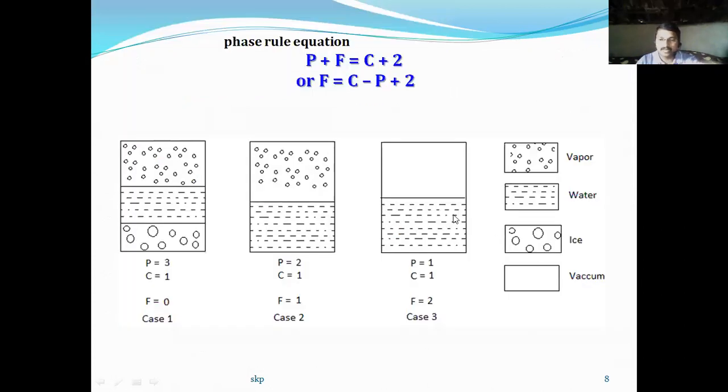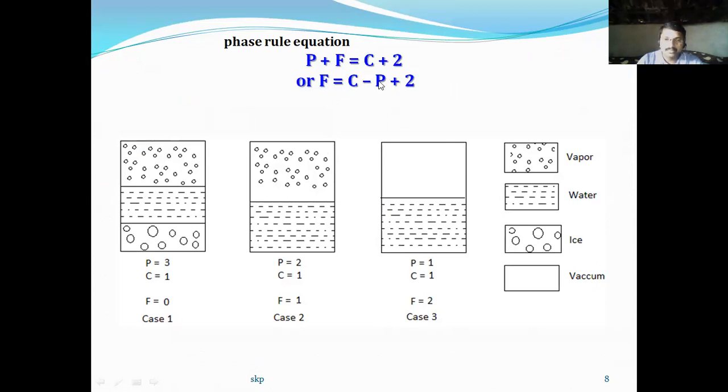This schematic diagram explains these degrees of freedom. As we know the phase rule, P plus F is equal to C plus 2. That means we can get degrees of freedom as F equals C minus P plus 2. So if we consider three phases in the water system, that is ice, water, and vapor, then phases are 3, component is 1, and we will get the degrees of freedom as 0.